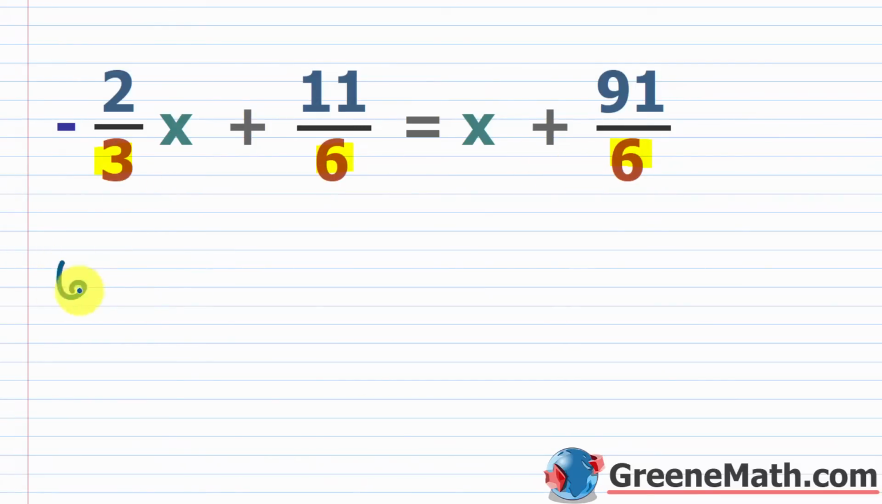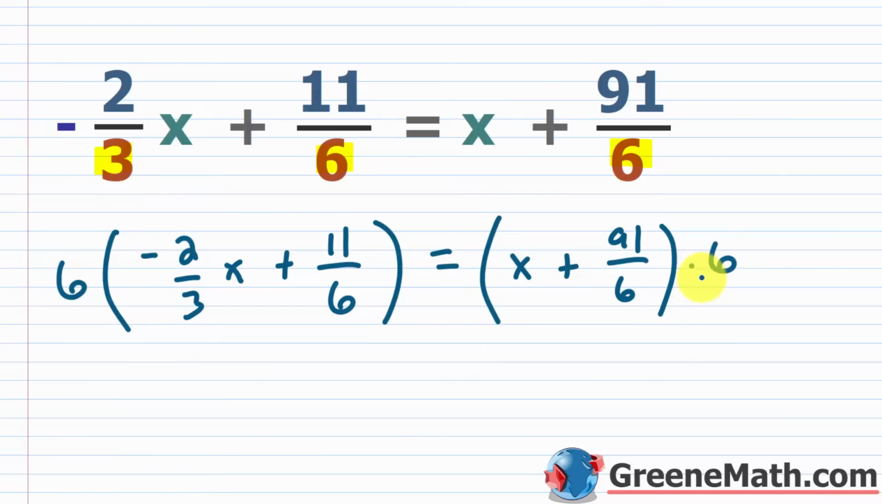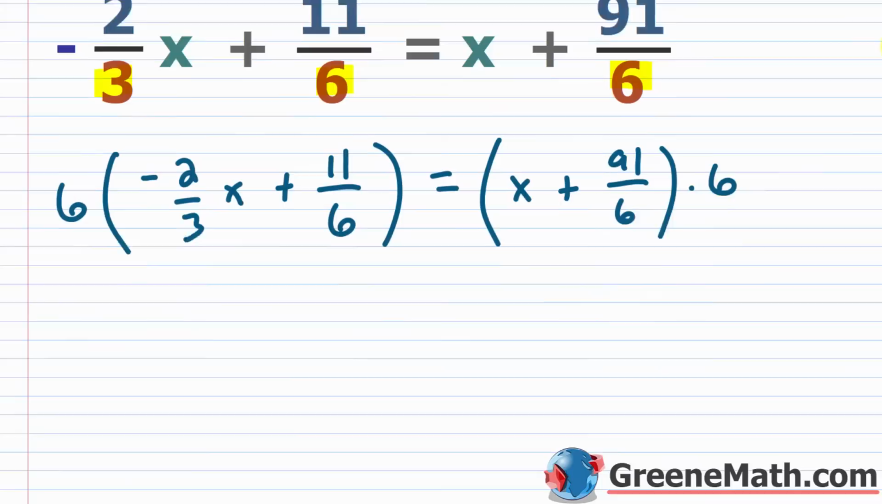So I'll go ahead and say this is 6 being multiplied by this negative 2/3 x plus 11/6. I'm using parentheses here because the 6 is going to basically multiply by each term. And this is equal to, let's go ahead and put x plus 91/6 like this. And I'll put times 6 like this. And basically, this is going to, again, get distributed to each term inside. So everything is being multiplied by 6. Remember, this is legal because of our multiplication property of equality. We can always multiply both sides of an equation by the same non-zero number and not change the solution set.